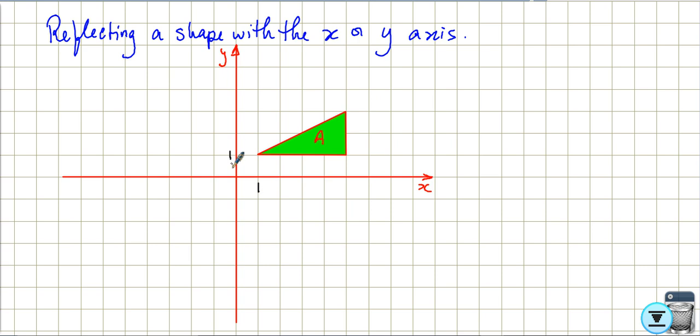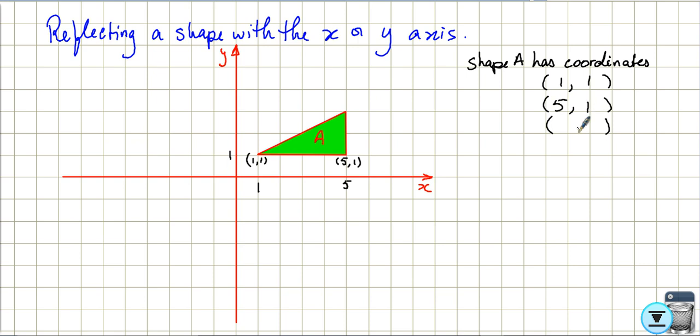Now, let's consider shape A. Shape A, which is a triangle, has coordinates, and we're going to write its coordinates. It has 3 sets of coordinates, which are 1, 1, that's the first coordinate. I have the coordinate 5, 1. Remember that coordinates are written in the form x, y, so x is first, y is second, so I have 5, 1, and I have 5, 3 because this is 3, alright, so that's 5, 3.